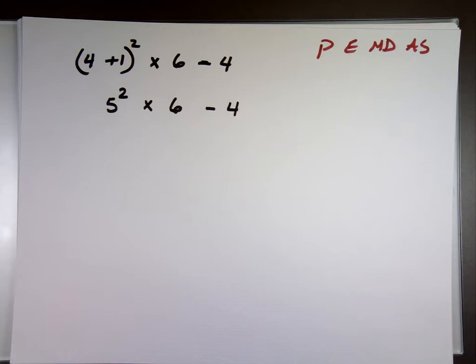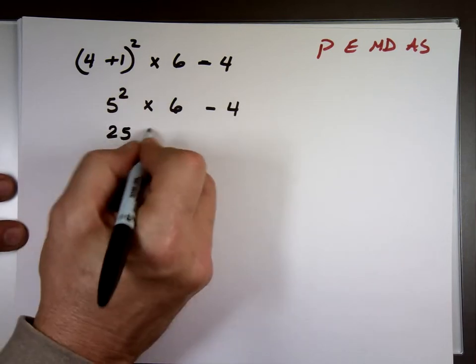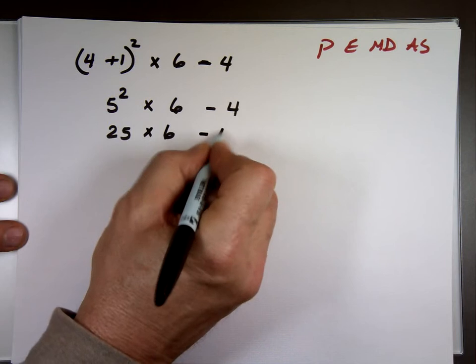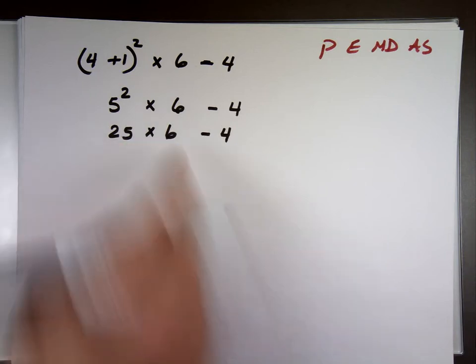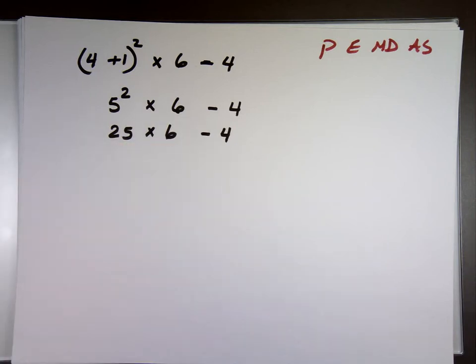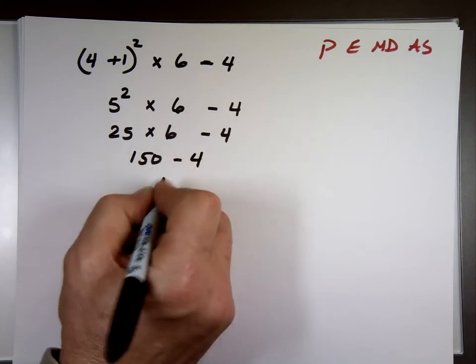Do we have any exponents? What's 5 squared? 25 times 6 minus 4. Do we have any multiplications or divisions? 25 times 6. 150 take away 4. 146.